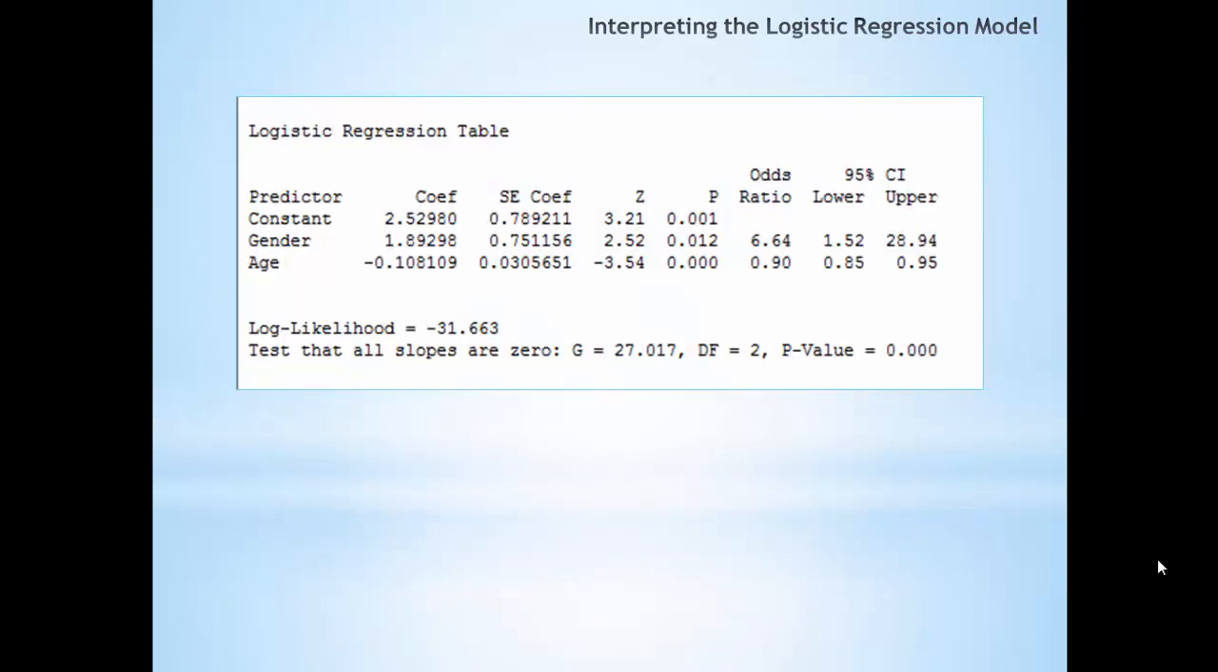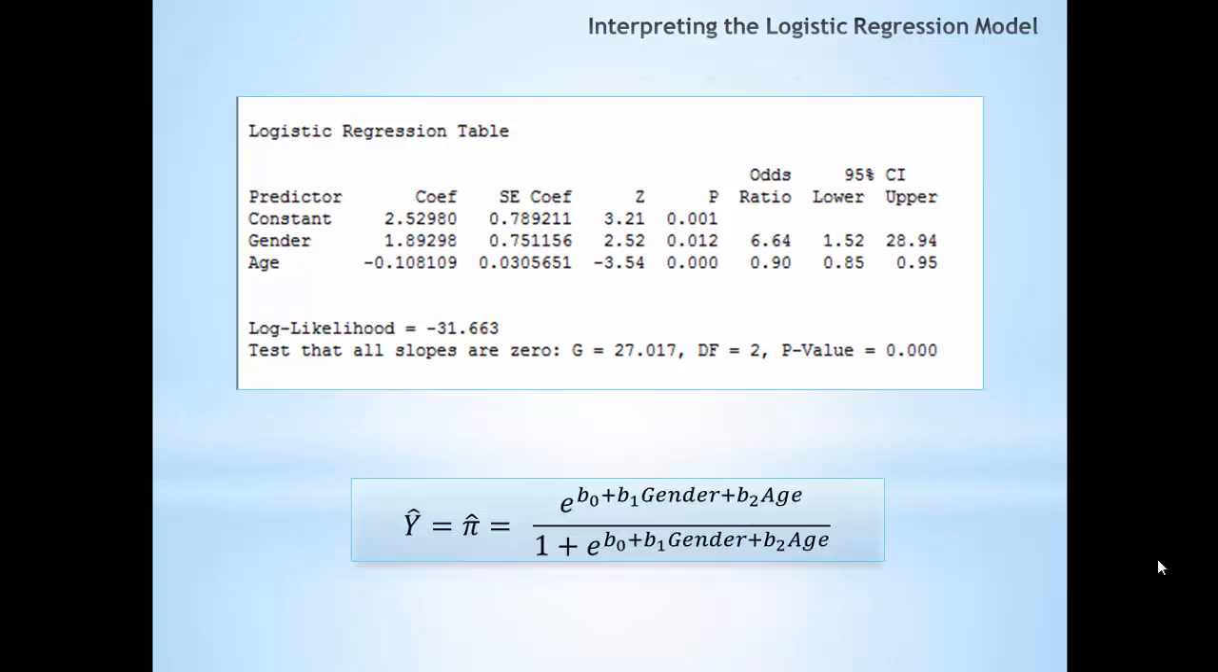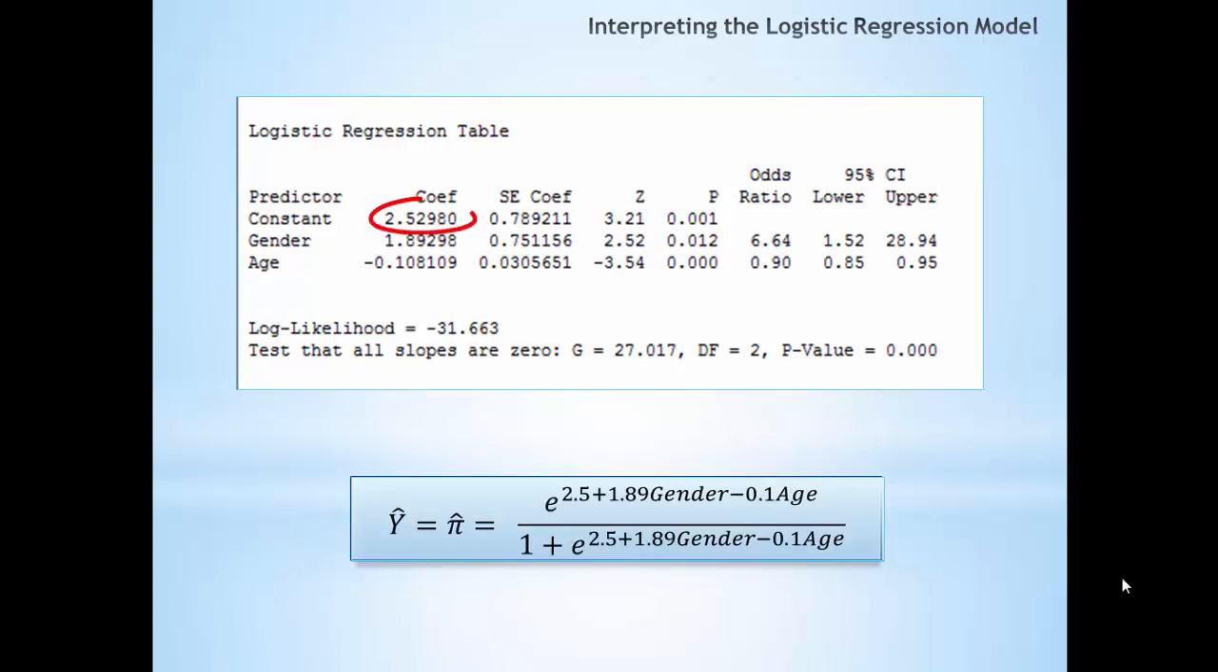Using this data, we created a logistic regression model with 2 explanatory variables, gender, where 1 was a female, and again, the age of the people within this data set ranged from 6 to 65. As we showed in our earlier video, the logistic regression model has the following form, where the B0, B1, and B2 are the coefficients for a regression model. B0 is 2.529, B1 is 1.89, and the coefficient for age, B2, is negative 0.108109.